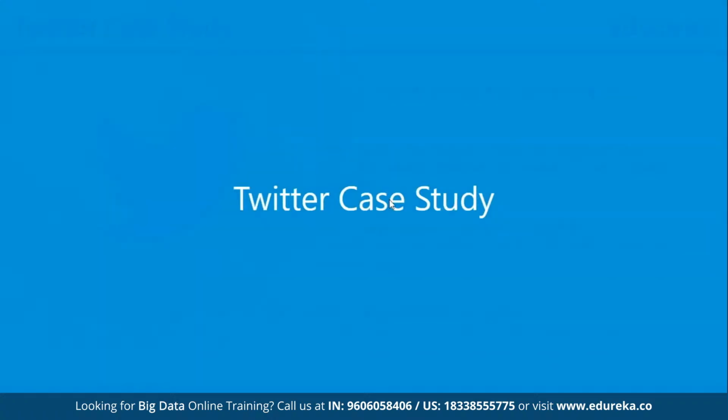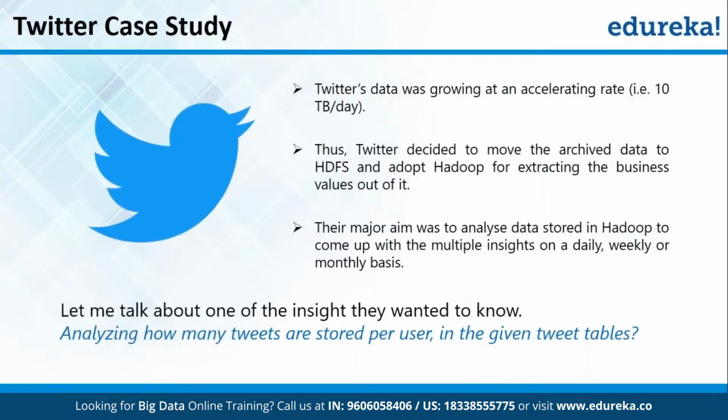But before, we need to understand the problems that Twitter had. So the very first thing is Twitter's data was growing at a very fast pace, almost 10 TB per day. This is an old reading. However, if you find out today's rate, it would be much more than this. So it became important for Twitter to analyze this data and get insights out of it. And hence Twitter decided to move the archived data into Hadoop distributed file system. They started using Hadoop, they dumped this data to HDFS, and now they wanted to analyze this data and extract multiple insights on a daily, weekly or monthly basis, right?